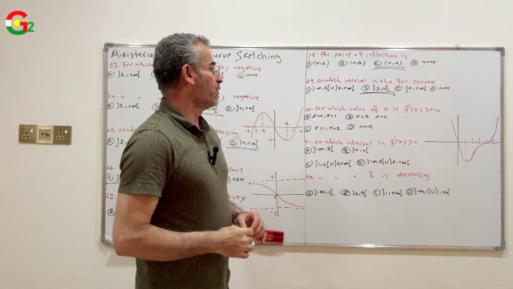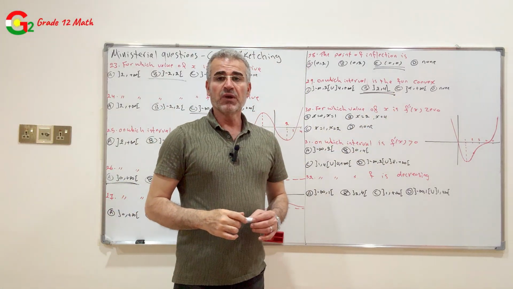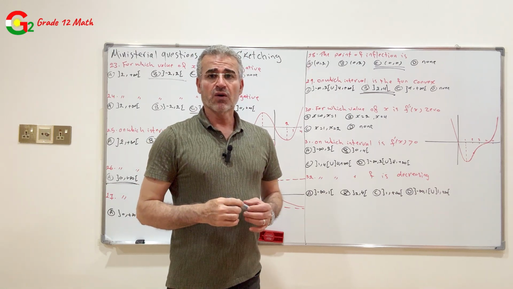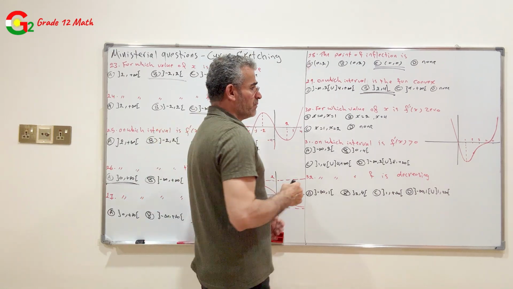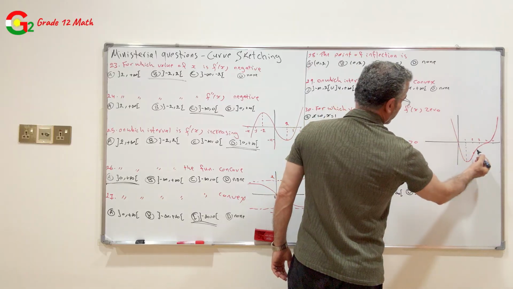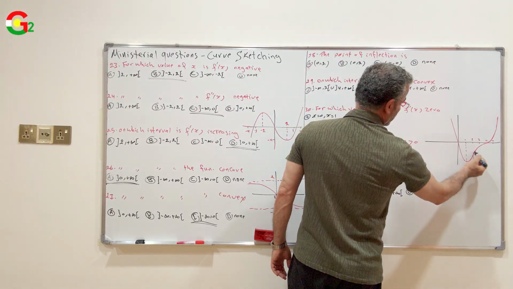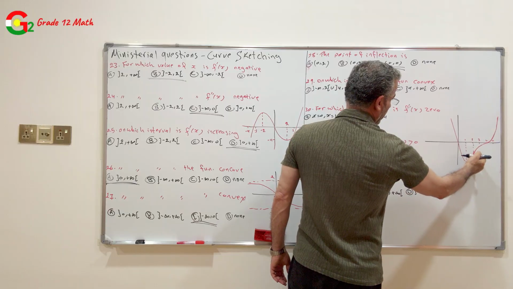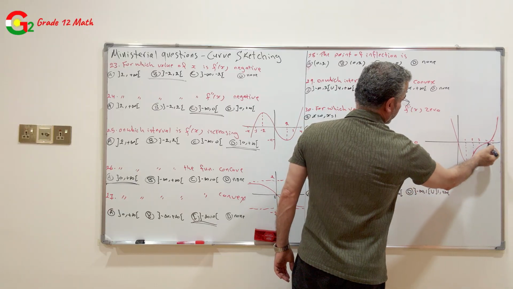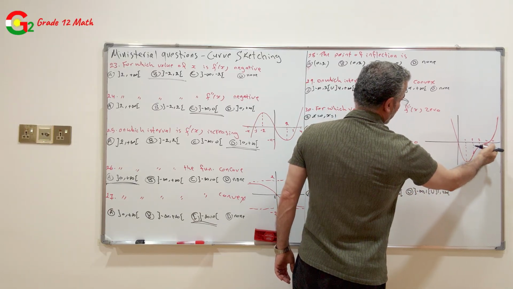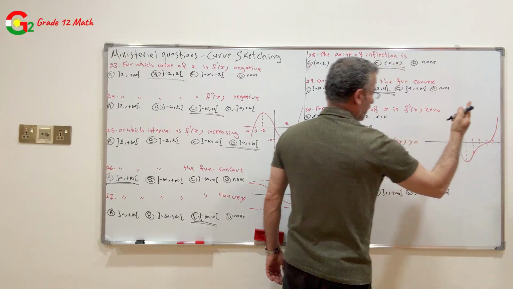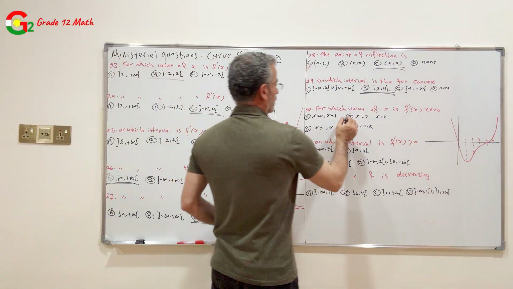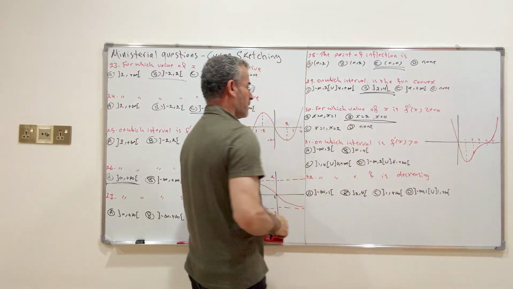For which value of x is f double prime of x equal to 0? f double prime of x is 0 at all inflection points. And here we have two inflection points. At 2, the function changed from concave to convex. And at 4, the function changed from convex to concave. Therefore, x equal 2 and x equal 4. The right choice is B.